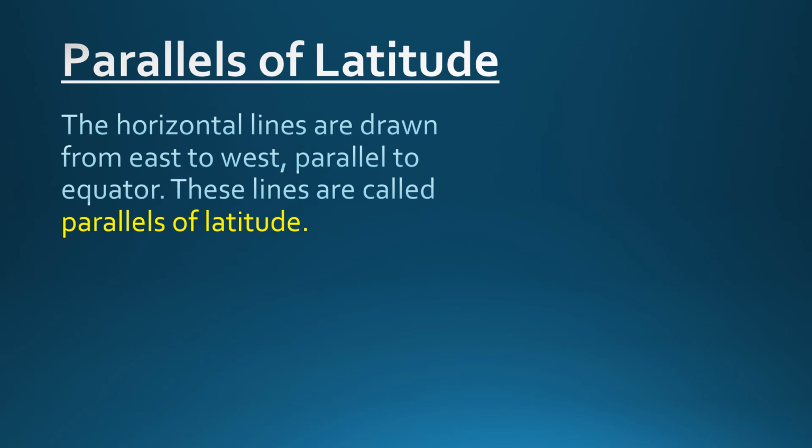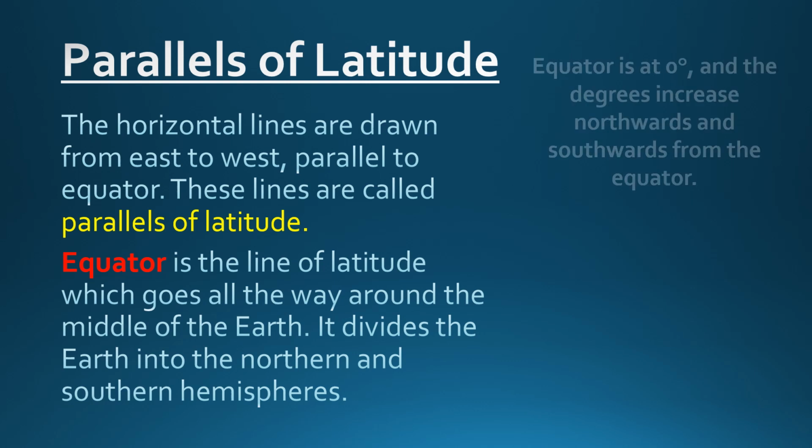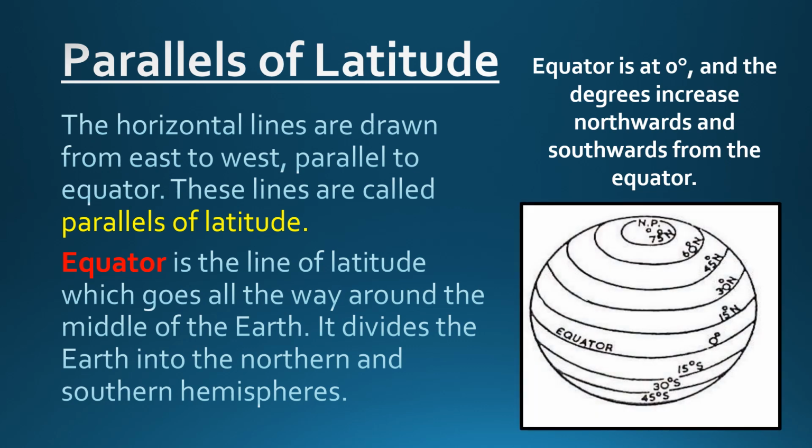So the question arises, what is an equator? Equator is the line of latitude which goes all the way around the middle of the earth. It divides the earth into the northern and southern hemispheres. Equator is at 0 degree and the degrees increase northwards and southwards from the equator. As you can see in this picture, the equator is at 0 degrees and the degrees increase upwards and downwards, that is northwards and southwards.